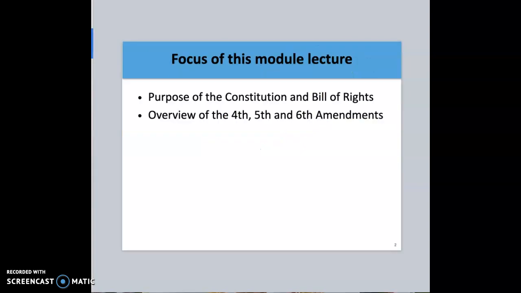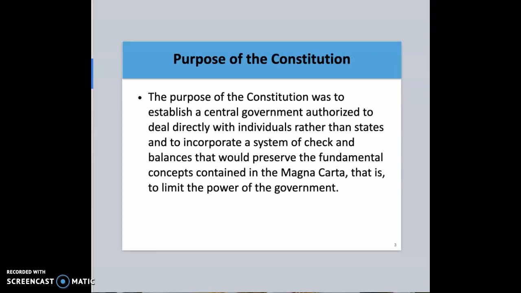Now this week, the focus of this lecture is going to be on the Constitution and the Bill of Rights and an overview of the 4th, 5th, and 6th Amendments. And then I'm going to highlight a little bit about the rule of law and how it applies to the criminal justice system. So let's first start by looking at the purpose of the Constitution.